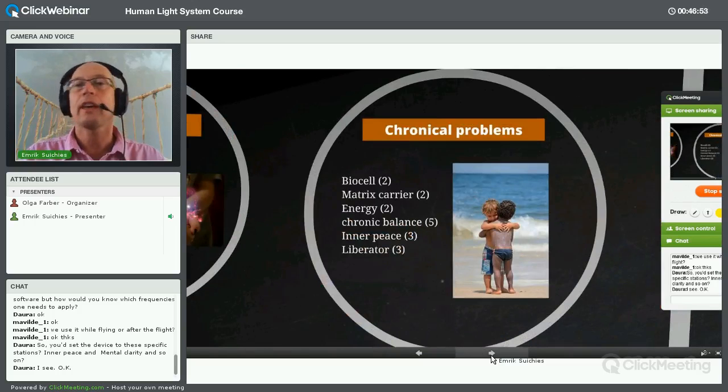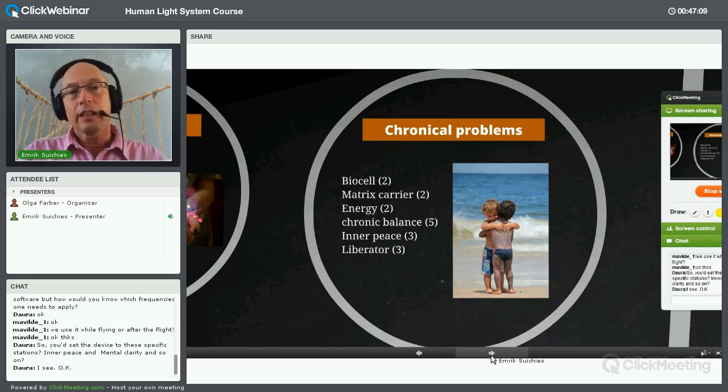That was inner peace. A lot of people have chronic problems, and chronic problems only occur if there's a long time your physical body is trying to restore balance. But sometimes there are not enough things to restore, and then it's getting chronic. And I always say it's almost impossible to get sick. But when your body has to restore and restore, and it's out of compensation anymore, then we get a chronic problem. And then you can use those frequencies and information patterns which are over here, like biocell, 2 minutes, matrix carrier, the source energy. Then we have a very powerful frequency with information pattern, which is called chronicle balance. You take it for 5 minutes.